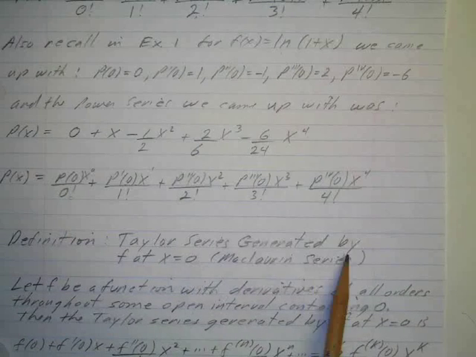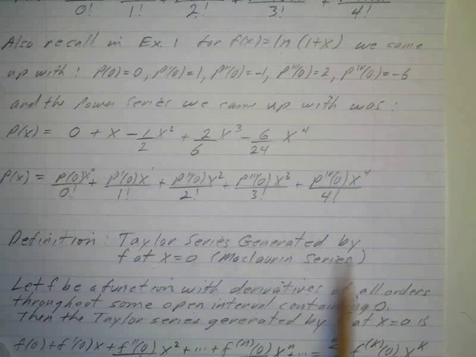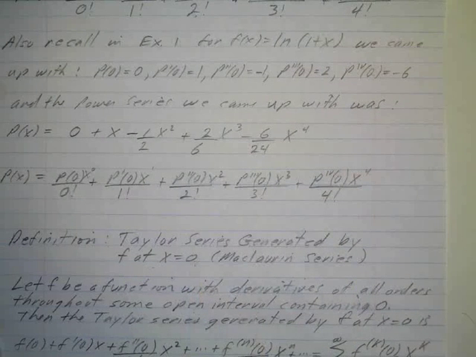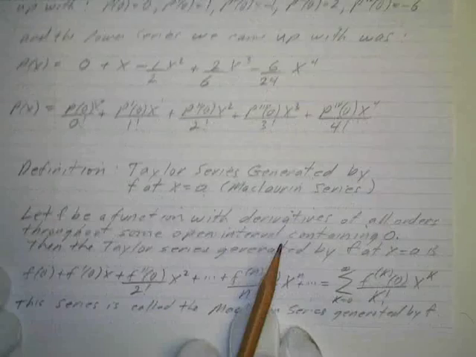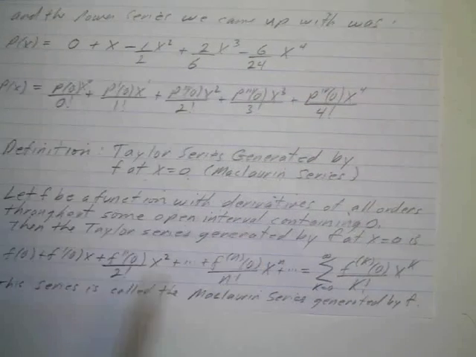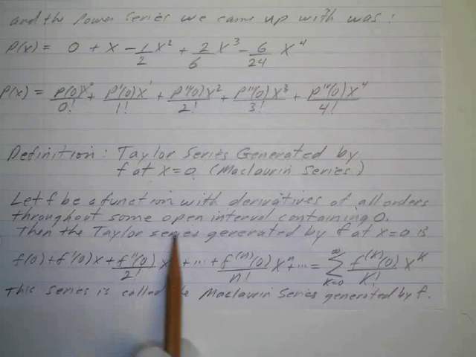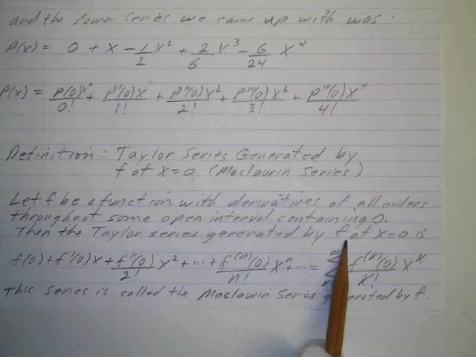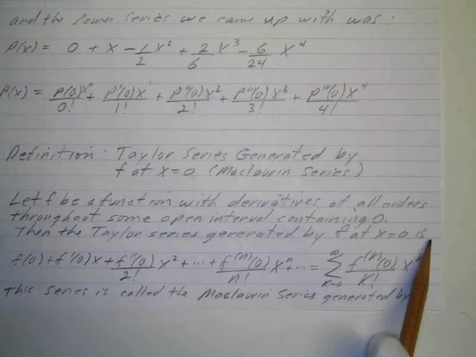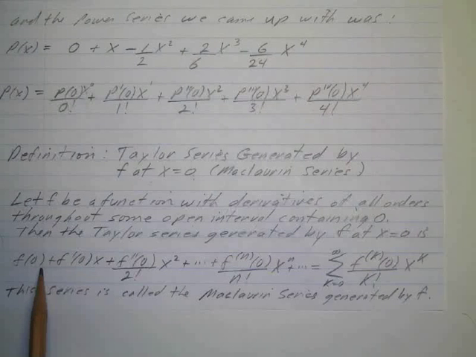So this is the Taylor series generated by f at x equals 0. Now when it's at x equals 0, it's the Maclaurin series. We'll talk about when it's at x equals 2 or 3 or whatever a little bit later. So again, here's our definition. Let f be a function with derivatives of all orders throughout some open interval containing 0. Then the Taylor series generated by f at x equals 0 is f of 0.